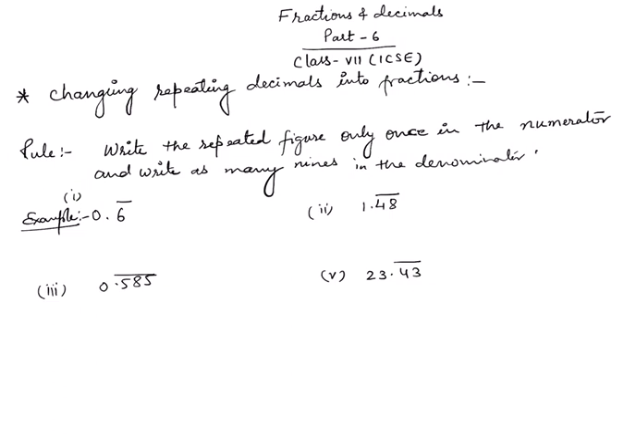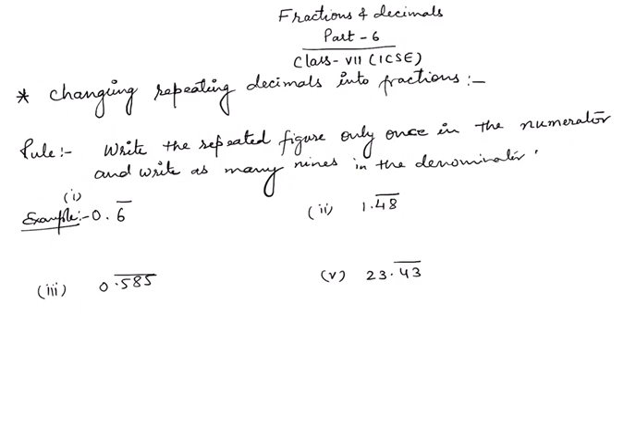What is the rule? Which rule can you apply when you are changing repeating decimals into fractions? The rule is written very clearly on your screen. Write the repeated figure only once in the numerator and write as many nines in the denominator. If one figure is repeating, you write one 9 in the denominator. If 2 digits are repeating, you write 2 nines in the denominator. If 3 digits are repeating, you write 3 nines in the denominator.